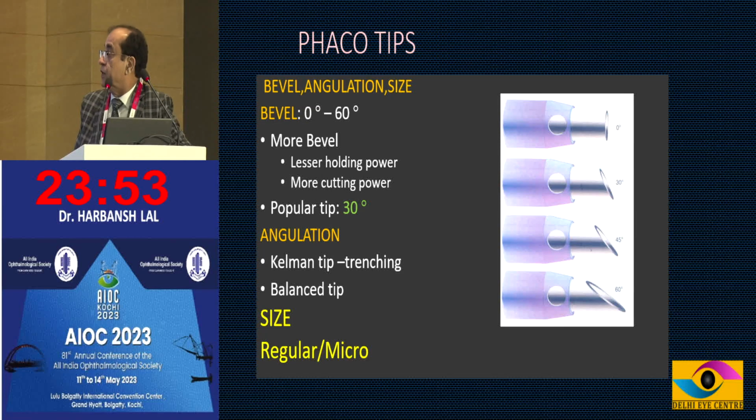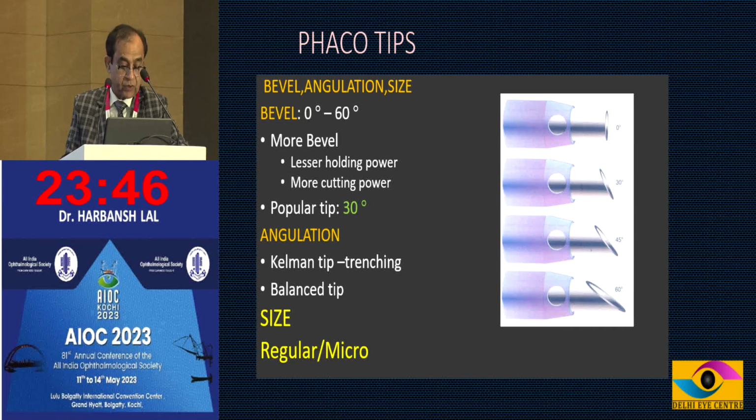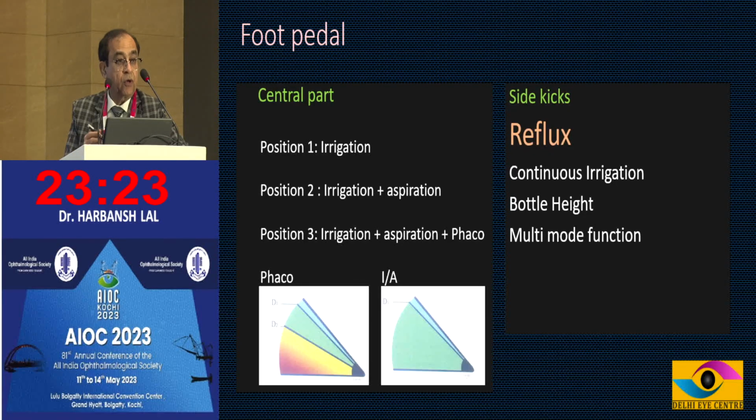And then there's another very good tip which is called Kelman tip. It is excellent for making a trench because it is angulated downwards. Size of the tip also matters. Initially tip used to have a very wide bore 0.9 mm but it is going down. So the smaller the tip, less will be the surge. But when you are operating a hard cataract, it will get clogged. And when you are operating a very hard cataract, probably you need a bigger tip to have a much stronger hold, and so that it does not get blocked.